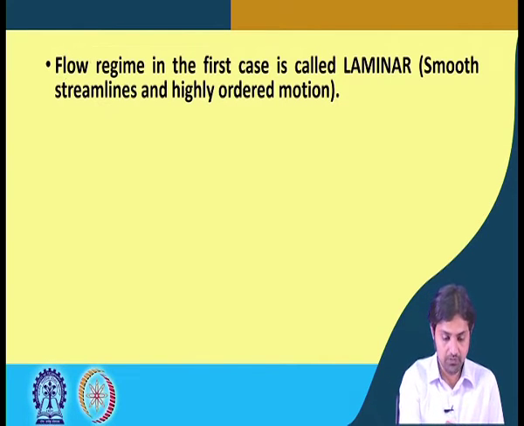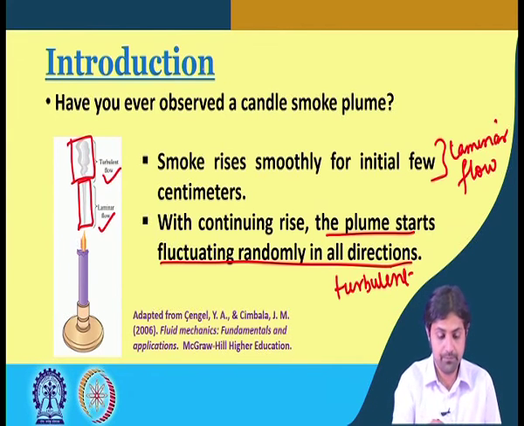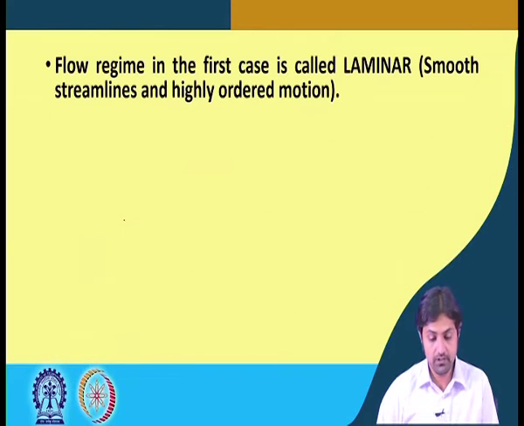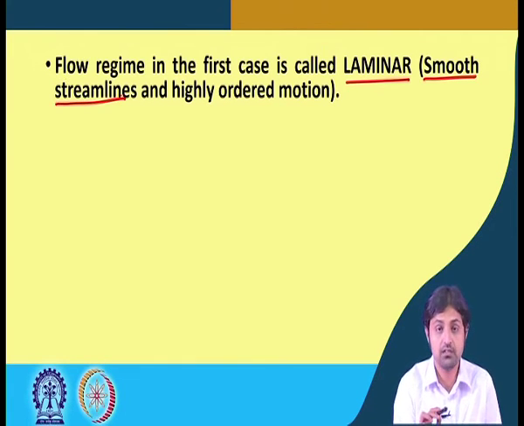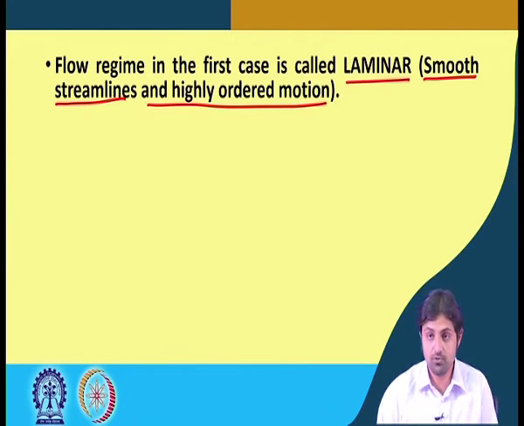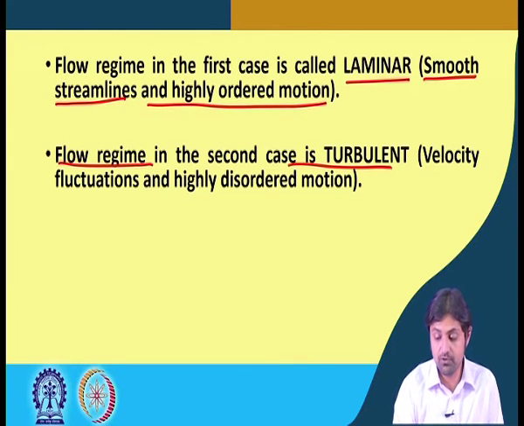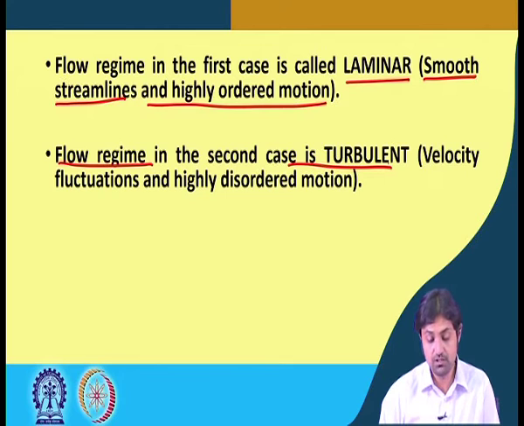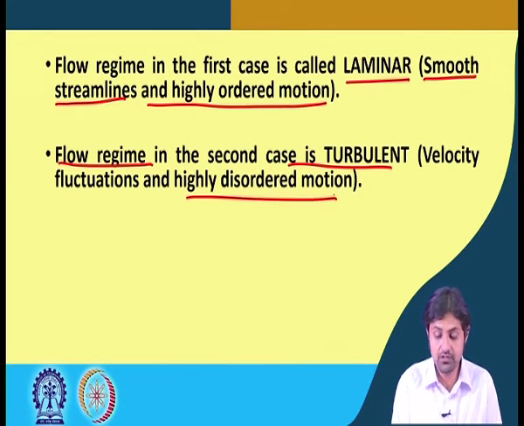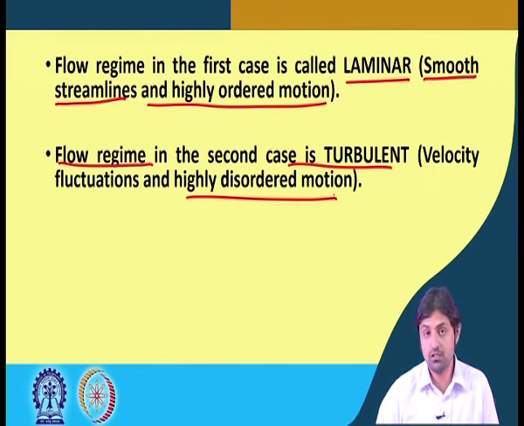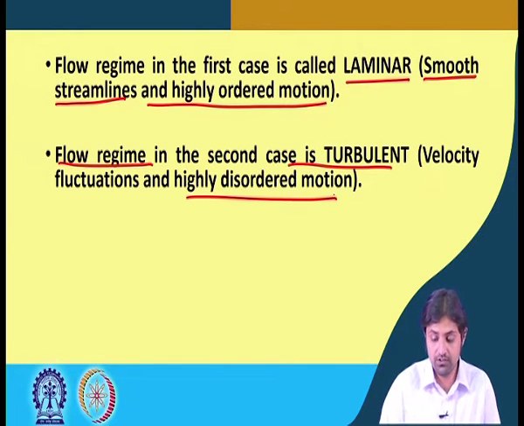So, as I said, the flow regime in the first case is called laminar flow, with smooth streamlines, and it is a very highly ordered motion. So, no problems at all, very smooth. In the second case, the flow regime is turbulent. This means velocity fluctuations are there and it is a highly disordered motion. So, any chaos, any fluctuations in the velocity is called turbulence, and this is called a turbulent flow.